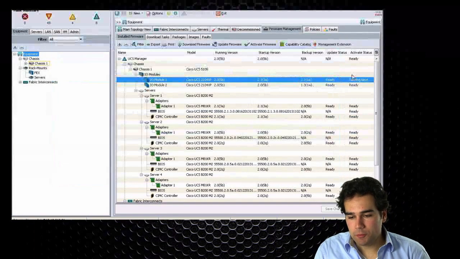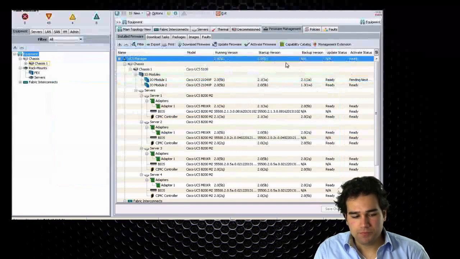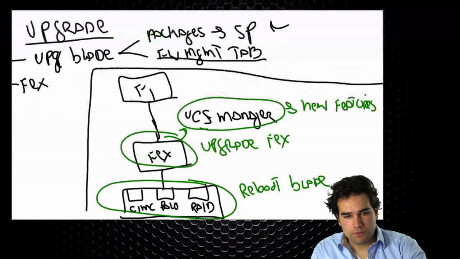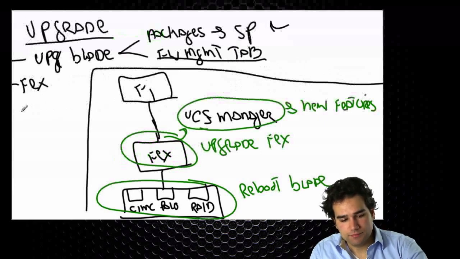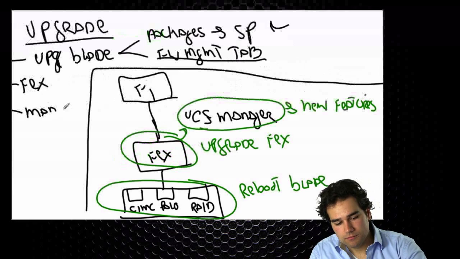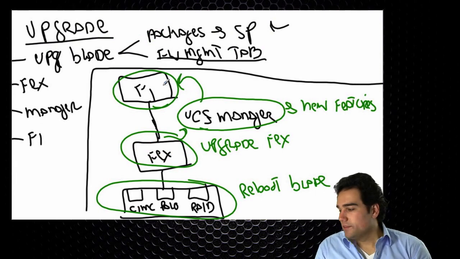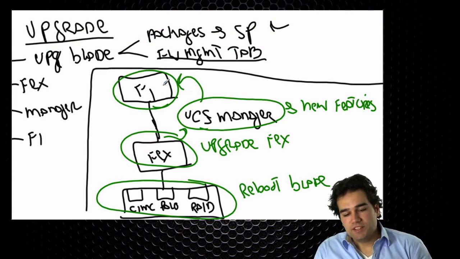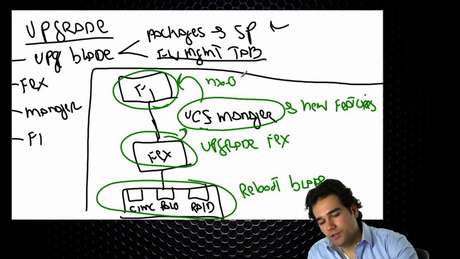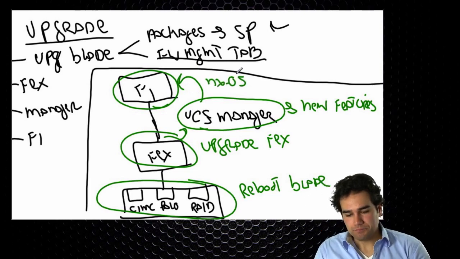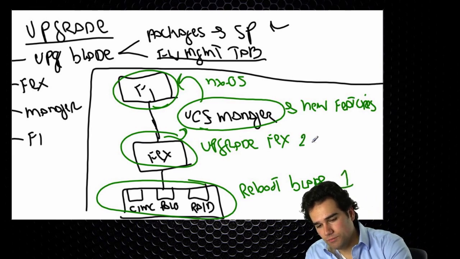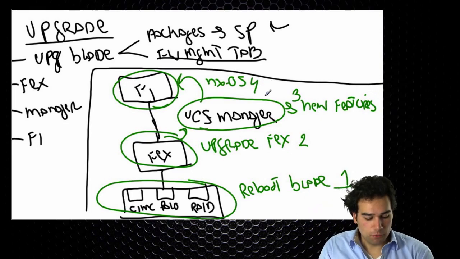Then the last step, after I upgraded my I/O module, I upgraded my manager. The last step in my case is upgrading the FIs. The last step is upgrade my FI. And after that, this is going to upgrade the NXOS version of the Fabric Interconnect. So it's not upgrading the UCS manager. I already did that separately. So this is 1, this is 2, this is 3, and this is step 4. And this takes time. This whole process takes some time.